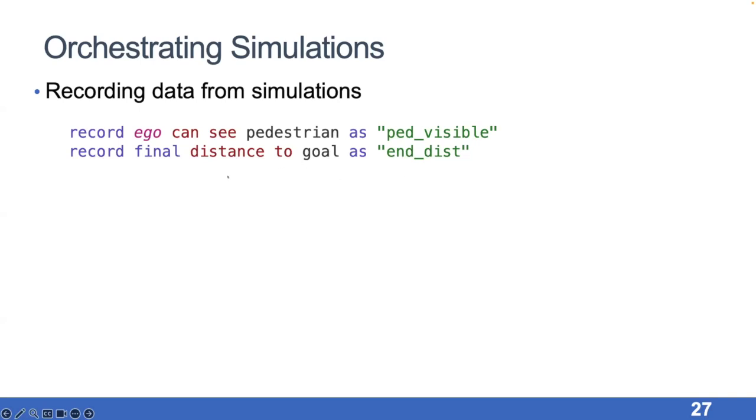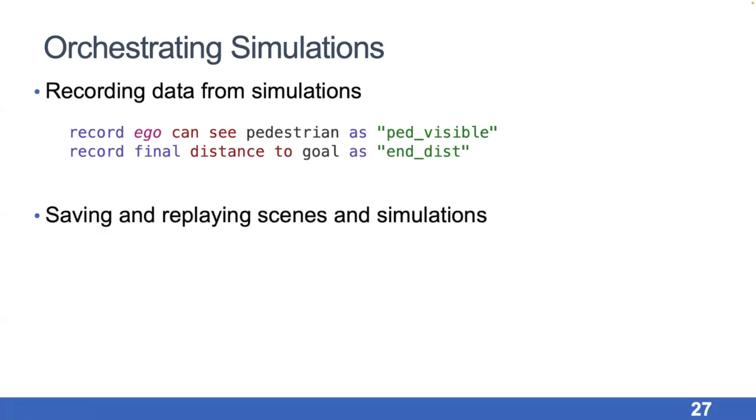Maybe I also want to know at the end of the simulation, what was the distance to some goal spot we had. So here I'll just evaluate this distance at the end of the simulation and save that as well. And then when you call SCENIC's top-level API for running a simulation, it will return this data to you at the end.